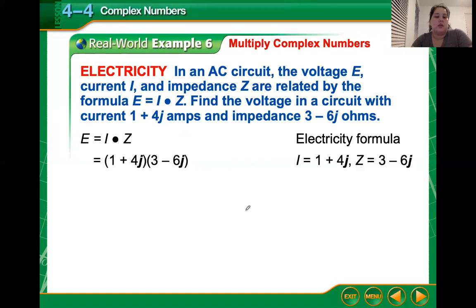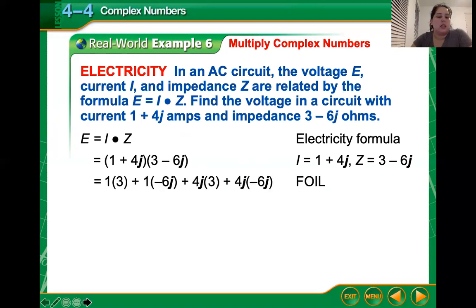So we're going to do 1 plus 4J times 3 minus 6J. We're actually not going to FOIL here. It's great when we're doing two binomials. It doesn't really work for us when we have something higher than a binomial. So what we're going to take a look at is actually the box method. It's the same thing as FOIL, it's just set up differently.